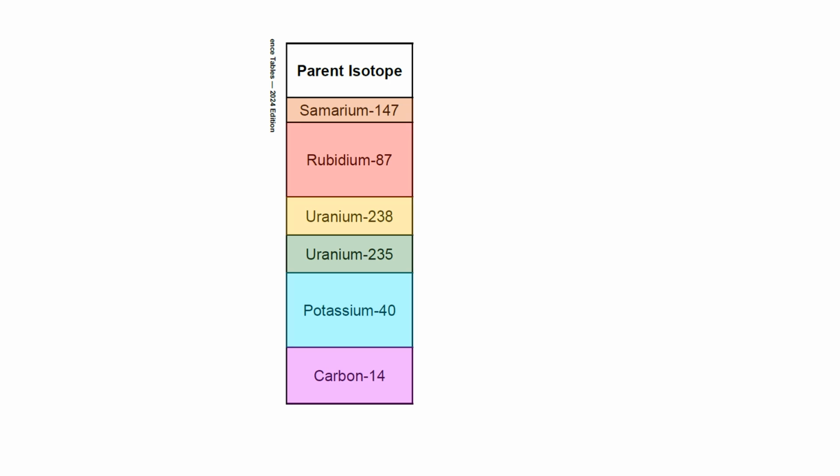First one, parent isotope. That's the original radioactive isotope that we're going to be starting with. Remember, an isotope is heavier than the actual element due to extra neutrons in its atom. So we have our samarium, rubidium, uranium, potassium, and carbon.